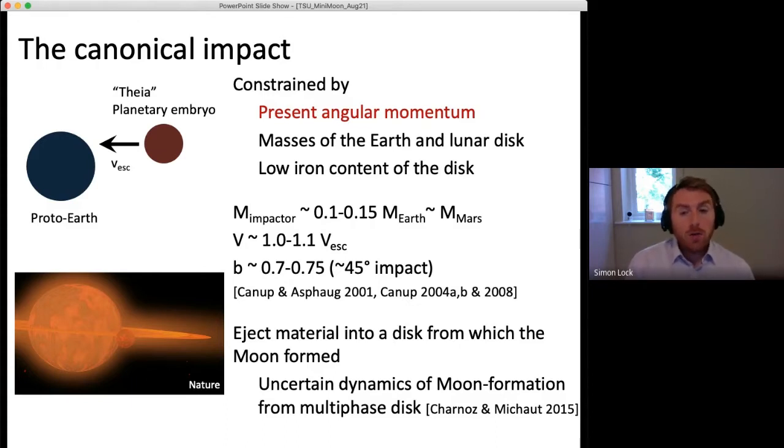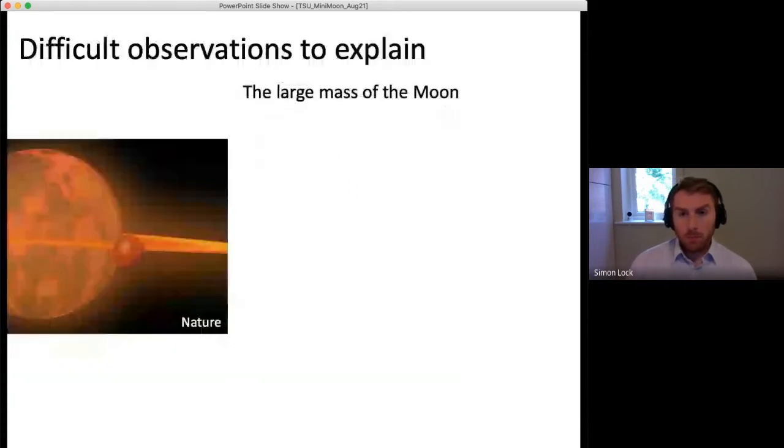And there's a lot of uncertainty about how such a hot, vaporized system such as the lunar disk should evolve, and there's a lot of uncertainty in those dynamics. But as people improved our understanding, it became obvious that there were certain problems with the canonical impact. There were certain aspects of the Earth-Moon system which weren't very easily explained by the canonical impact.